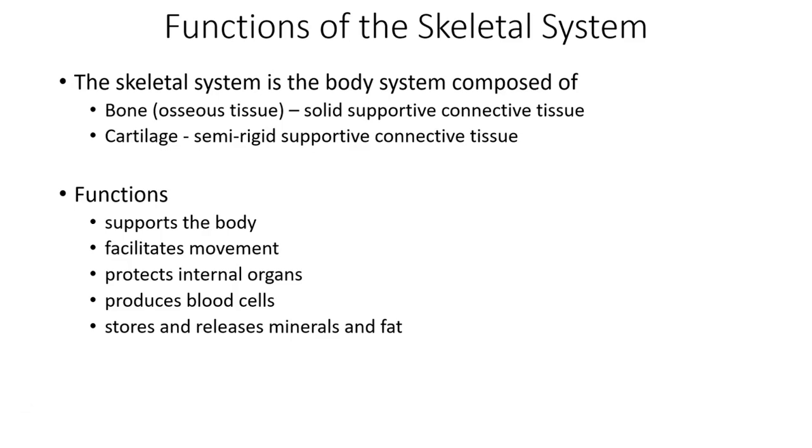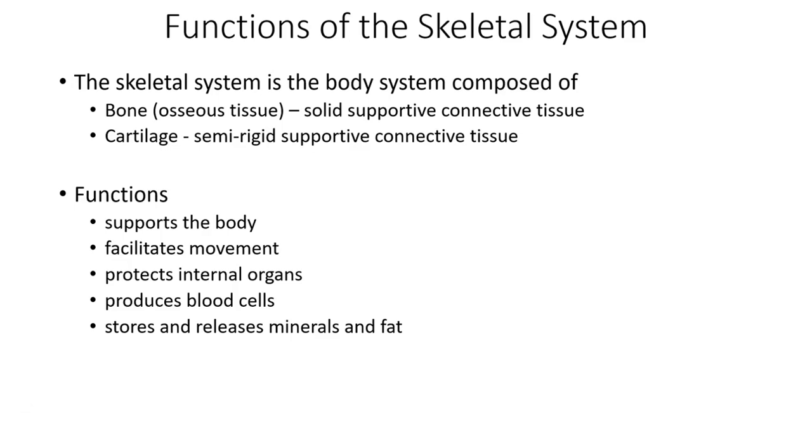So our skeletal system is made out of bone, also known as osseous tissue, and then cartilage. So bone, like we talked about last week, this is a solid supportive connective tissue, and then cartilage is also supportive connective tissue, and in this case it is semi-rigid, so it does have a lot more flexibility than bone tissue does, but it's also not super flexible like other tissues of the body.